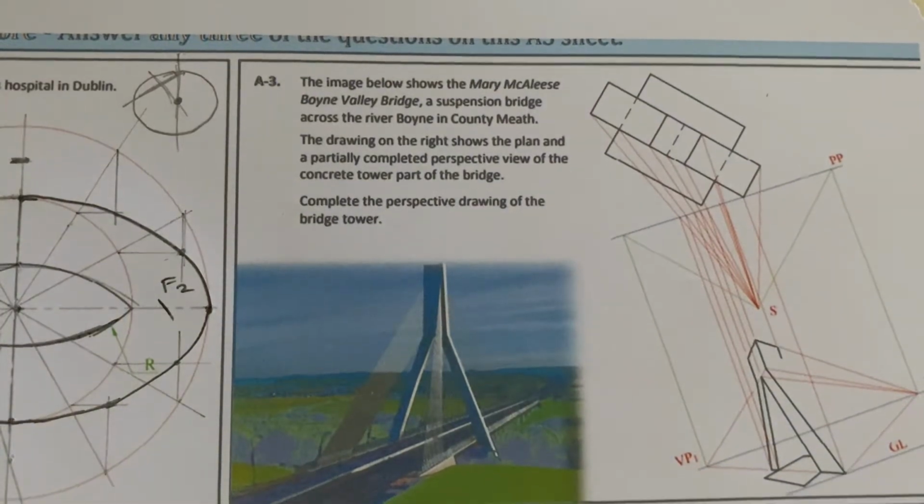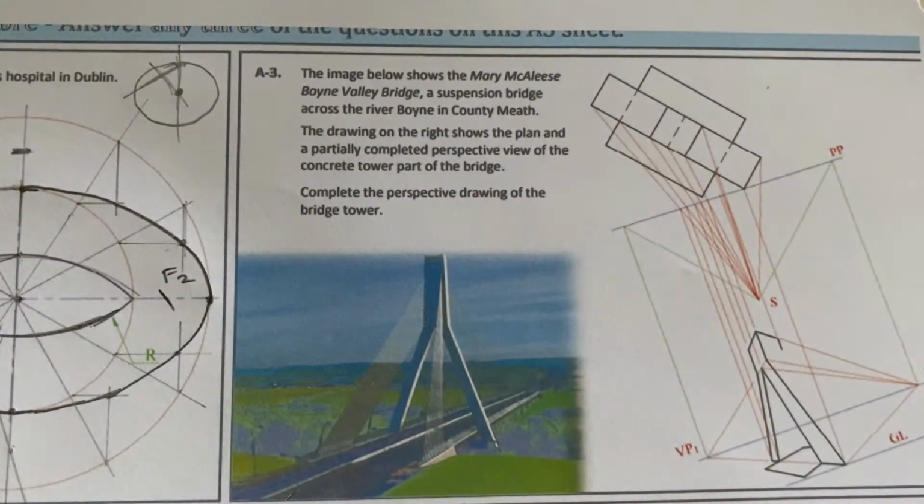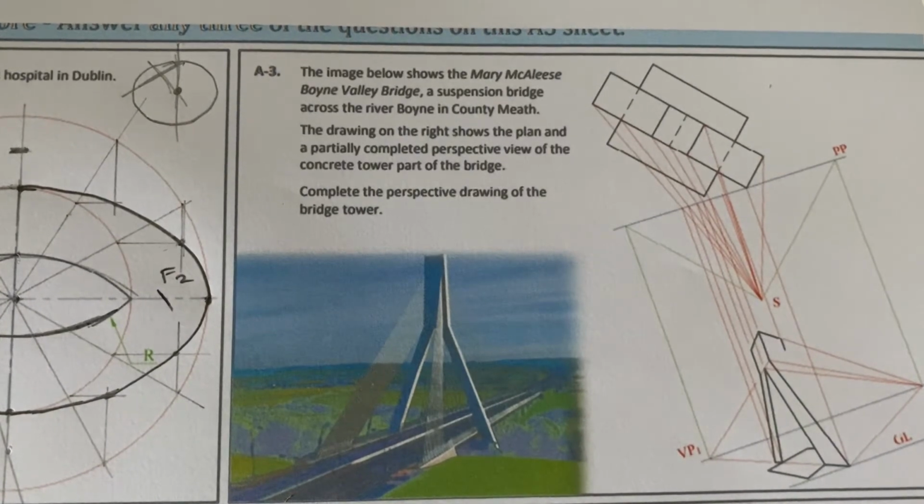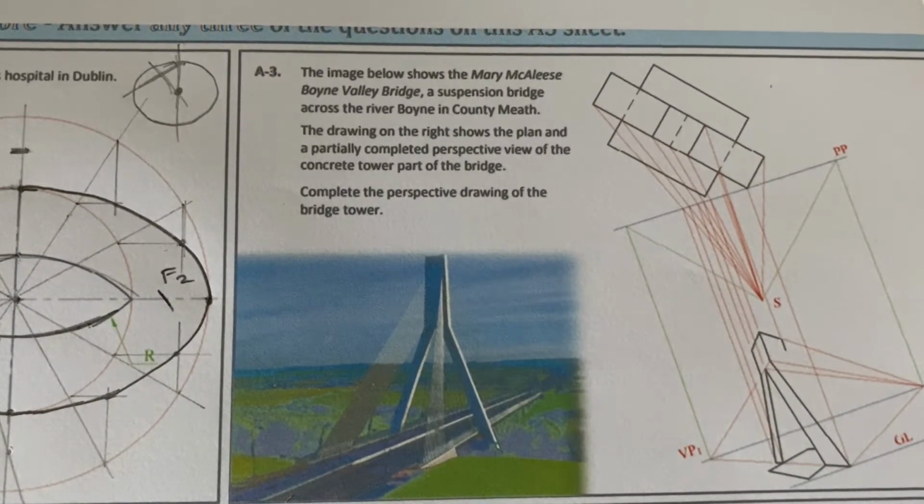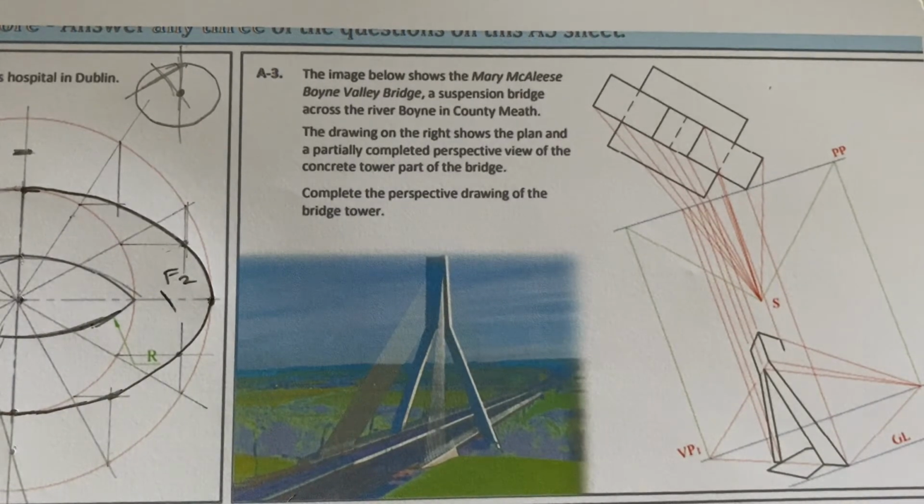So for A3, we can see that the image below shows the Mary McAleese Boyne Valley Bridge, a suspension bridge across the River Boyne in County Meath. The drawing on the right shows the plan and a partially completed perspective view of the concrete tower part of the bridge. Complete the perspective drawing of the bridge.